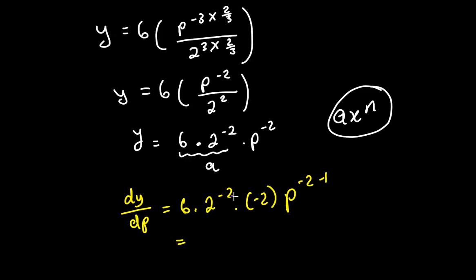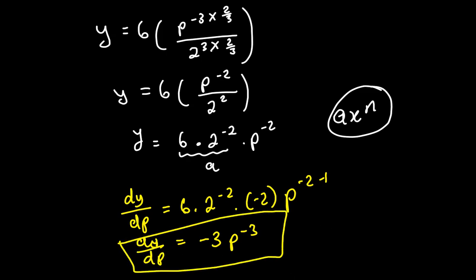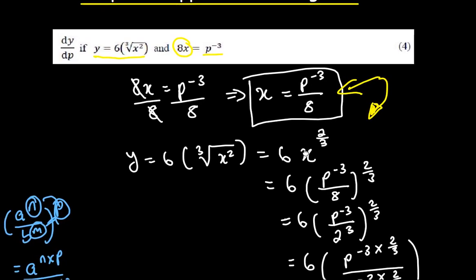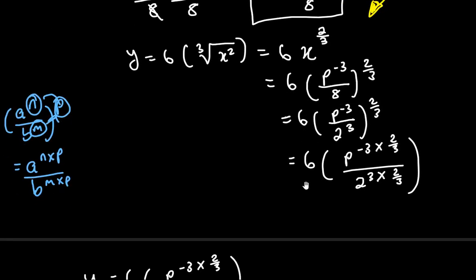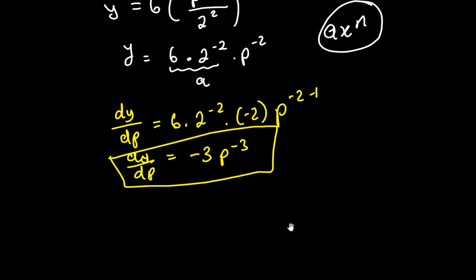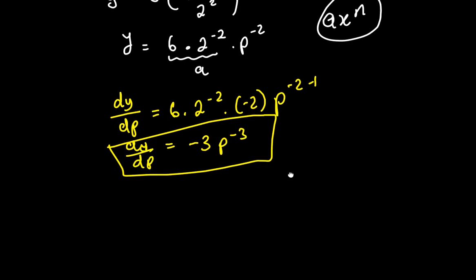Then all you do now is to simplify. If you can just put this into your calculator, the answer should be negative 3, then p to the power of negative 3. Okay, so this is your dy over dp. This is your answer there. Quite an interesting question, isn't it? Quite an interesting one. Just required a bit of working. But I know that as you are doing more and more problems on this, you are becoming more and more equipped with techniques to use, isn't it? So that is how we solve that.